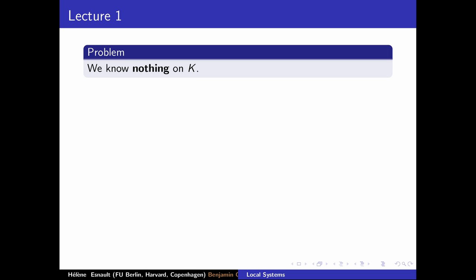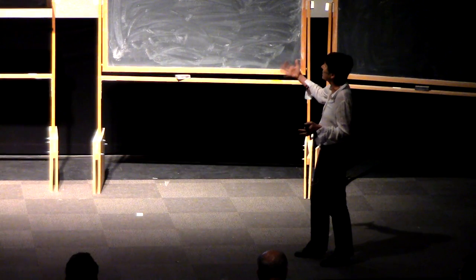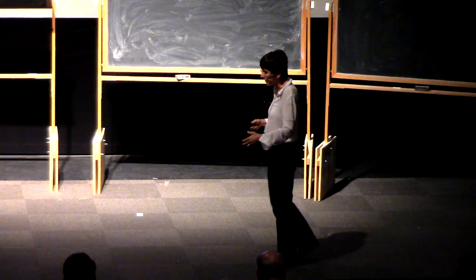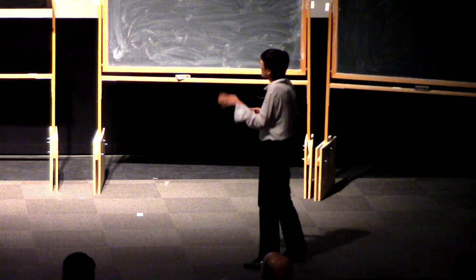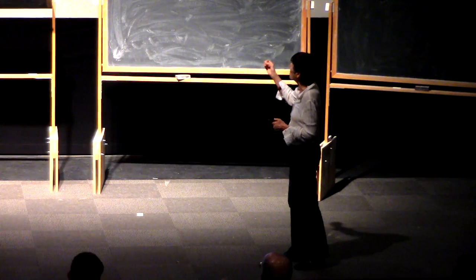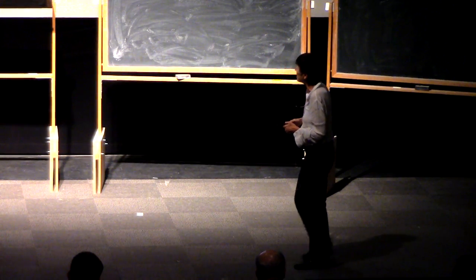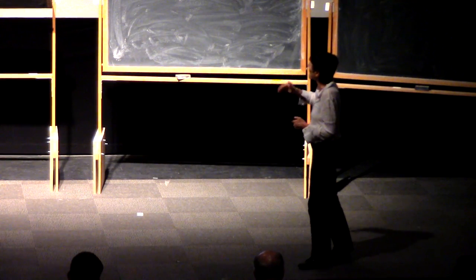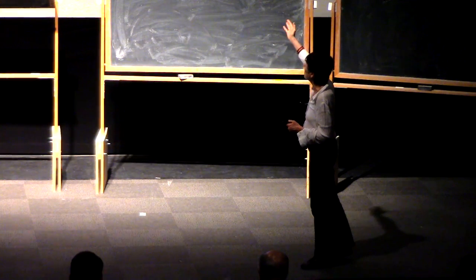What is its representation category? That would be fantastic. So l-adic local systems are defined similarly. Rather than looking at abstract representations, we look at continuous representations, where on the group we look at the profinite completion. We already gave a geometric explanation for this profinite completion via the Riemann existence theorem. And on the right, we look at profinite coefficients, those GL_n(A) with values in a topological ring, and the topological ring is profinite, it's an l-adic ring. And absolute irreducibility means that as we change base from this l-adic ring to Q_l bar, this is irreducible.